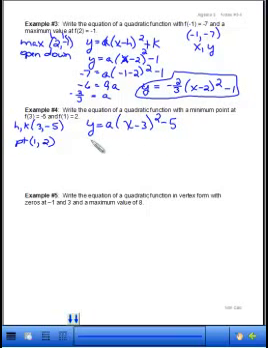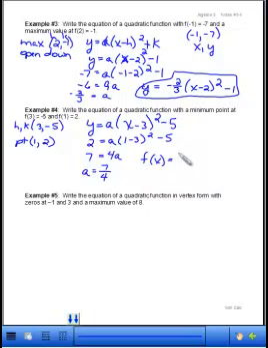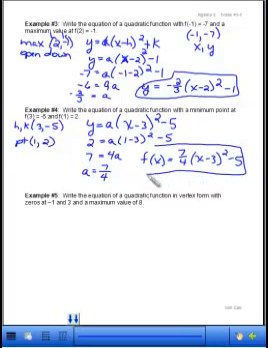Then we have to put in our x and y, so we have 2 equals a times 1 minus 3 squared minus 5. We add 5 across, so we have 7 over here. And 3 minus 1 is 2. 2 squared is 4, so that's 4a. So a is equal to 7/4. And so our final formula, we really probably should put it in function notation, is f of x equals 7/4 times x minus 3 squared minus 5. Okay?